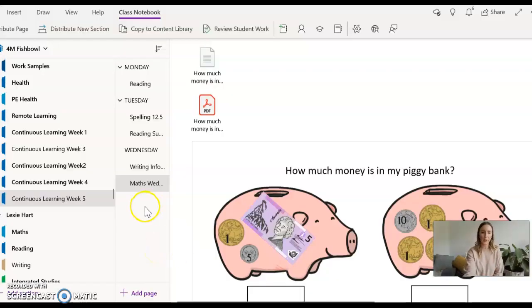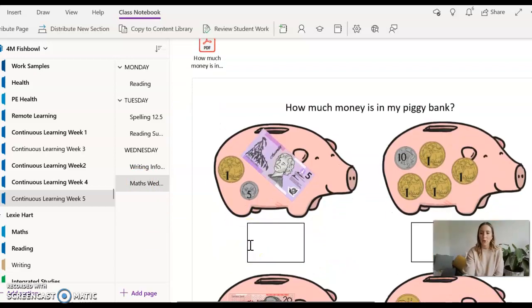Okay, so in your OneNote, you'll see Maths for Wednesday. You'll see some piggy banks with some money in it. You're going to need to find the total amount shown in each piggy bank. I would suggest using the strategy that I've just said. If you've got some money at home, grab it out and use it. So here we've got a $5 coin plus $1.